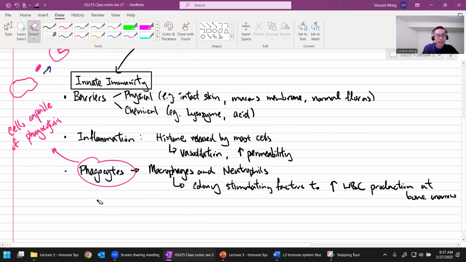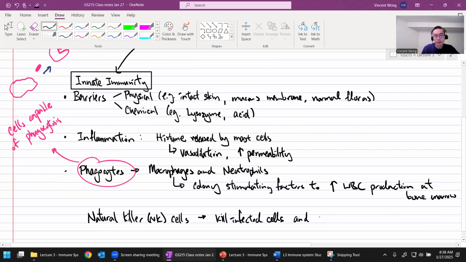We also have NK cells. NK cells are natural killer cells. That's what they're actually called. Their job is to kill infected cells. If a cell is infected with a virus, it's going to kill it. And also tumor cells, right?